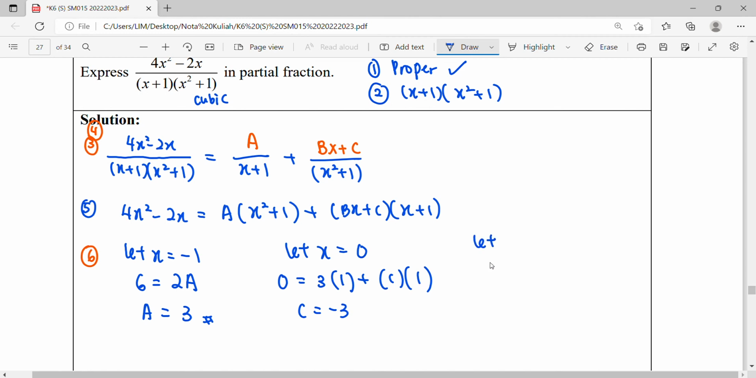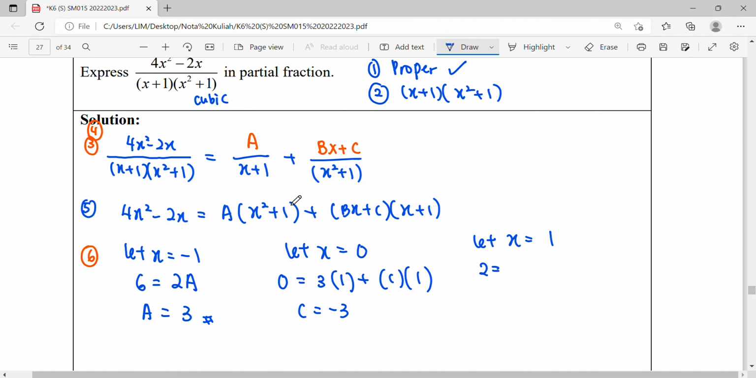Then continue. You have 3 unknowns, so you have to let x 3 times. So for the last x value, when we don't have any value from the factor, and x equals 0 is also used already, here the last value we can randomly put. So I will choose the value of 1. Substitute inside, 4 minus 2.